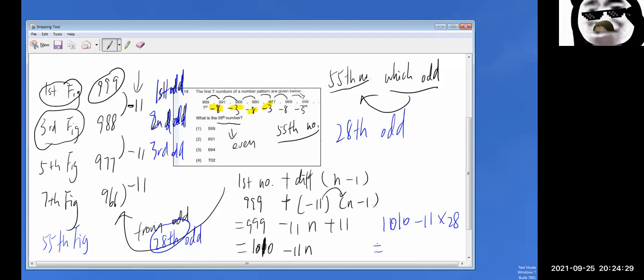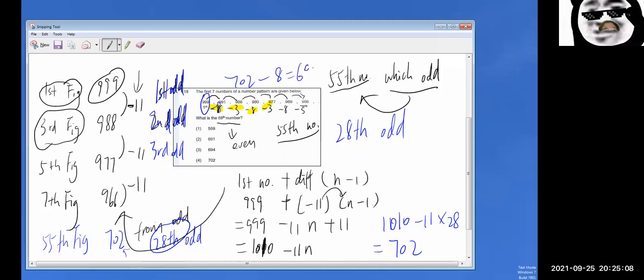This is not the final answer yet because I'm finding the 55th. They want to find the 56th. 702. So once you have the 702, you ask yourself, the 55th is 702. From here, to go to even, you need to minus 8. So basically you minus 8 from here. 702 minus 8, odd minus 8 to get even. So what do you get? 694.